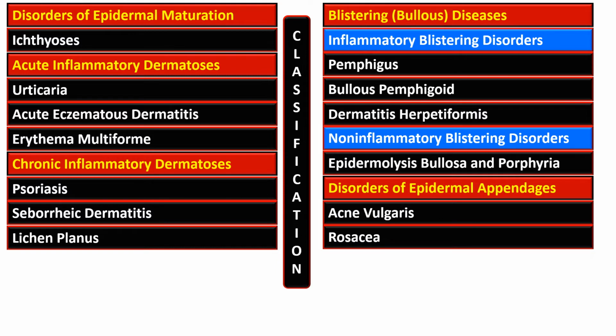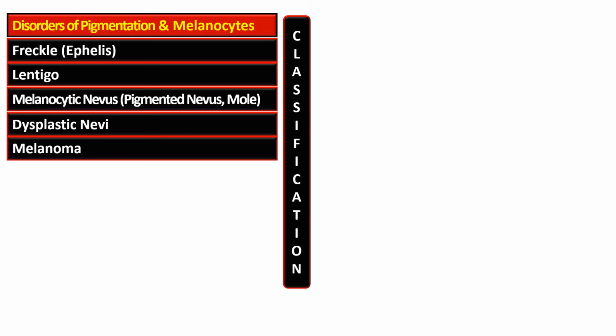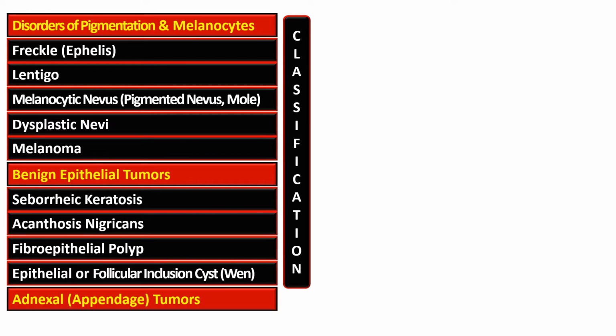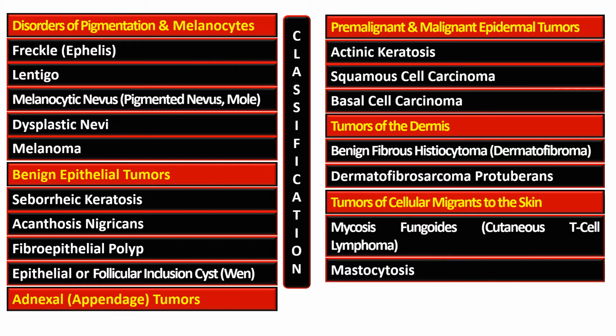The disorders of the epidermal appendages are acne vulgaris and rosacea. Panniculitis is the group that includes erythema nodosum and erythema induratum, and other types of panniculitis are also there. Then disorders of pigmentation and melanocytes: freckle, lentigo, melanocytic nevus, dysplastic nevi, and melanoma, and benign and malignant tumors along with adnexal tumors of the epidermis and dermis.